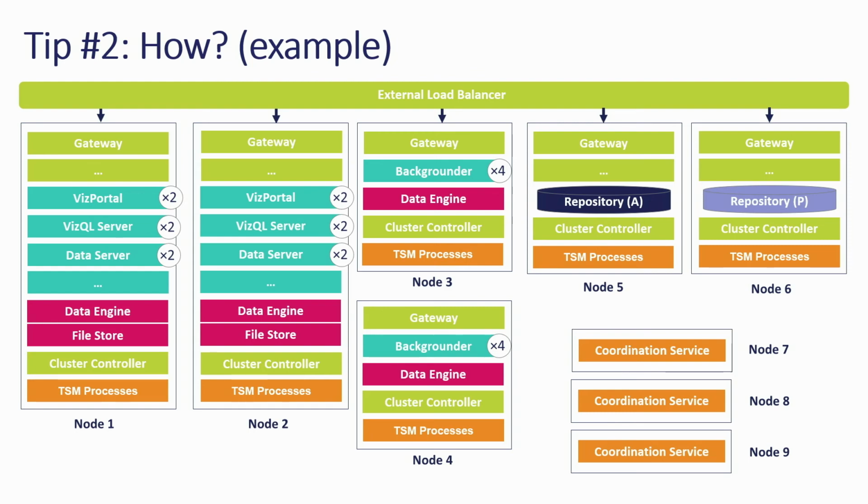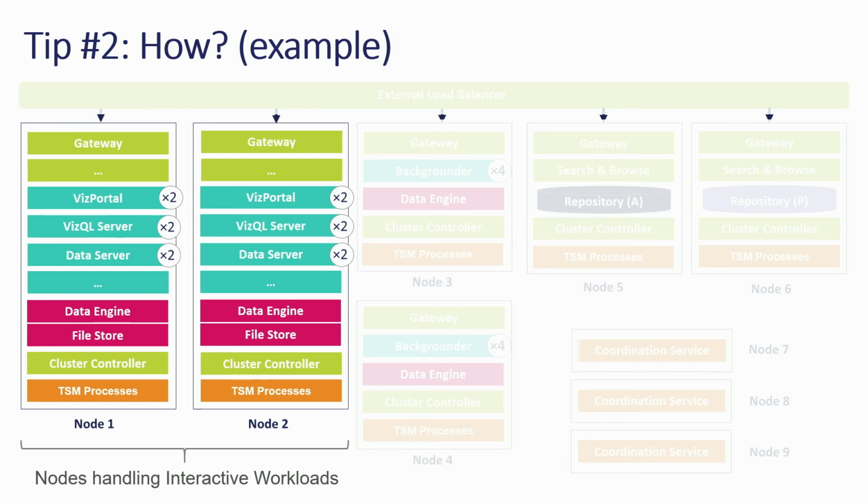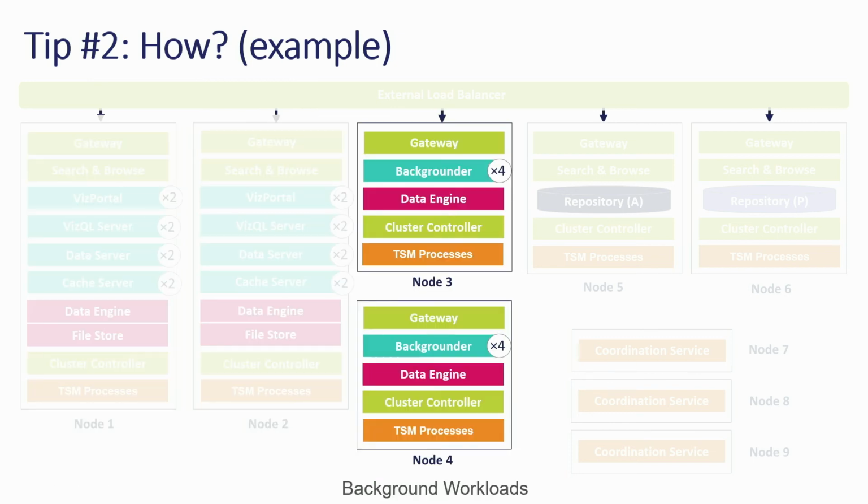So this first group right here is what I was talking about with interactive workloads. So if you need more interactive workload capability, you can just add additional machines with similar configurations. The second group are the background job ones. And it's the same story, right? If I need more background job work, I roll out additional background job nodes that look like this.